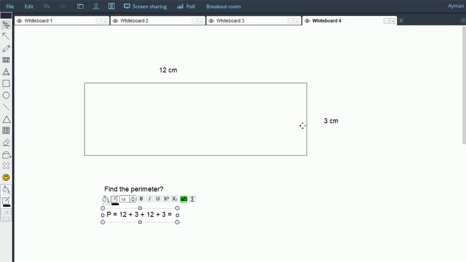Okay, 12 plus 3 will be 15, and 12 plus 3 will be 15. 15 plus 15 will be 30 centimeters. Then this is the perimeter. Again, the perimeter is the distance around the shape. That means the distance around the shape, المسافة حول أي شكل. Then again, to find the perimeter for any shape, you need to add the lengths of the distance around the shape.